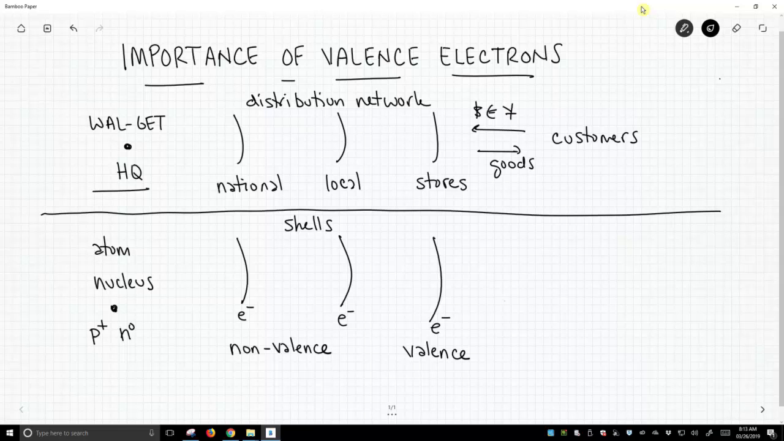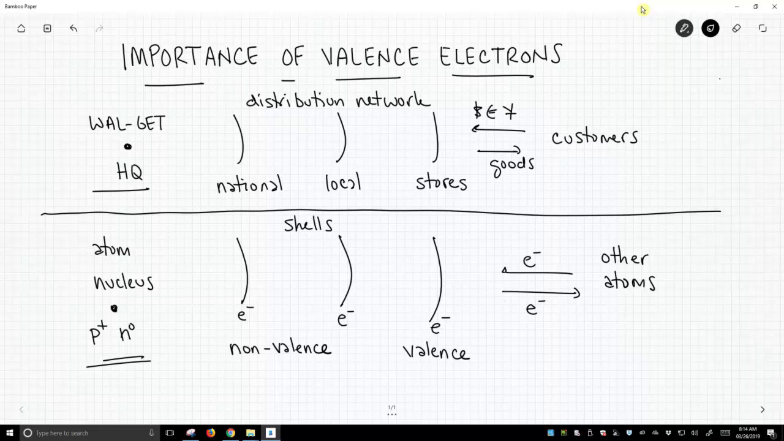What happens at the valence shell? Well, other atoms interact with our atom of interest, the one on the left that we've highlighted over here. What do they do? They don't exchange money or goods, but they can exchange electrons. And this exchange occurs exclusively at the valence shell. So electrons come and go through the valence shell.